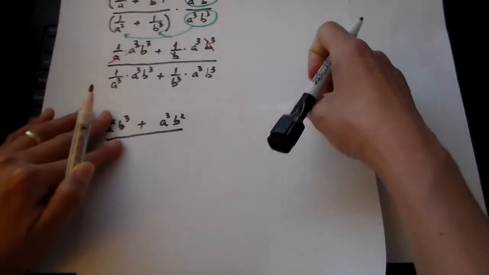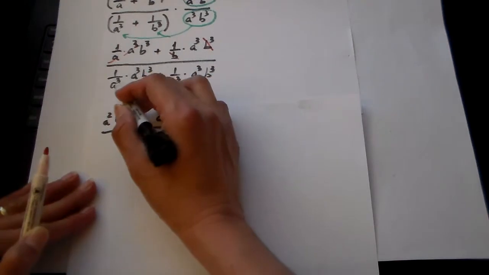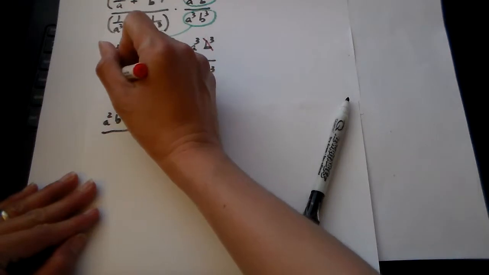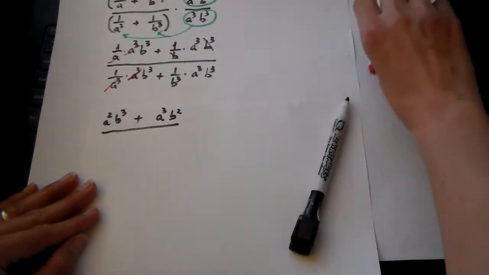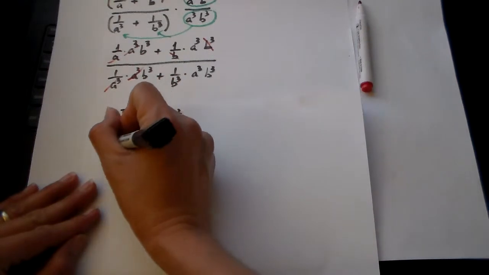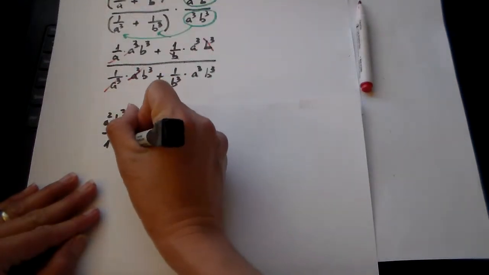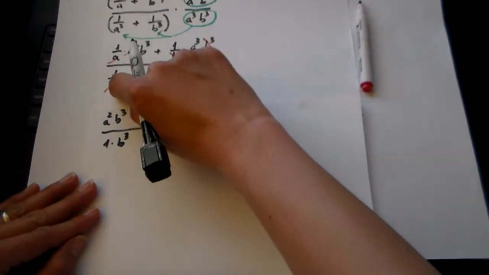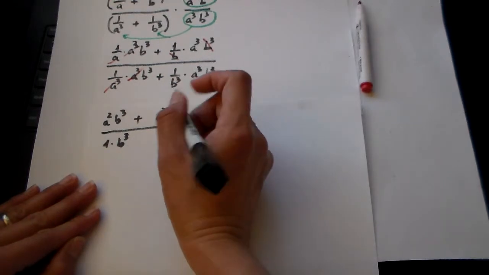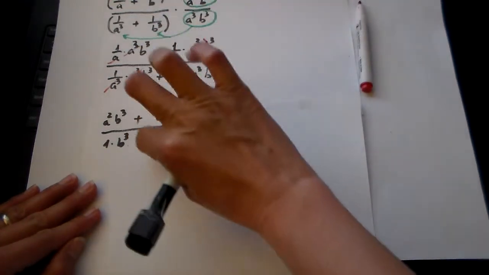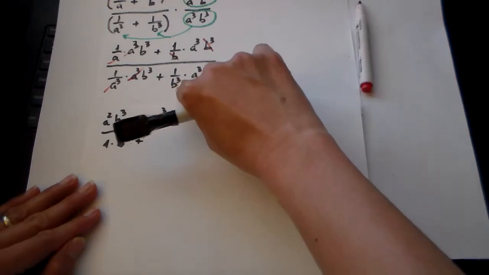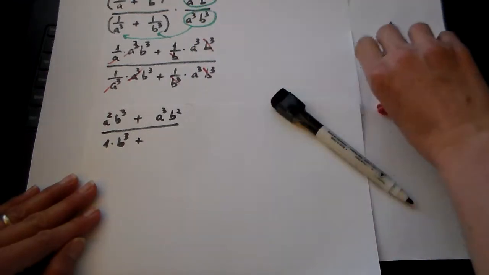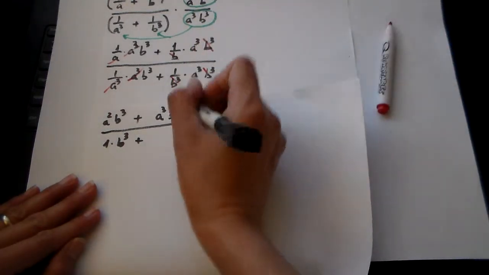For the bottom, we have a to the third on top divided by a to the third at the bottom, which cancel out completely. We're left with 1 times b to the third. They are the same base, so when you cancel out, you become 1. Plus, now the b to the third at the bottom divided by b to the third on top cancel out completely, so you're left with 1 times a to the third.